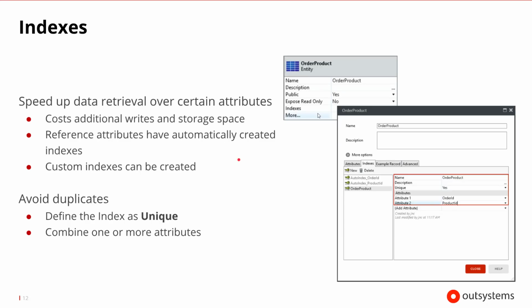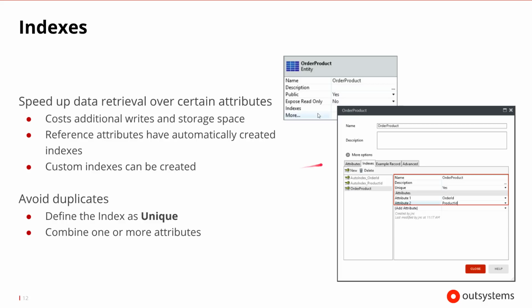So here in the indexes, we would create an index to go ahead and speed up the data retrieval for certain types of attributes. There is a small cost to creating an index because it'll actually be writing extra information and taking up a little bit of extra storage space. But if this is a way in which we're going to be working with the entity and retrieving it or searching on it by certain sets of attributes, having the reference attributes automatically created as indexes can make things a lot easier. And we can create our own custom indexes as well.